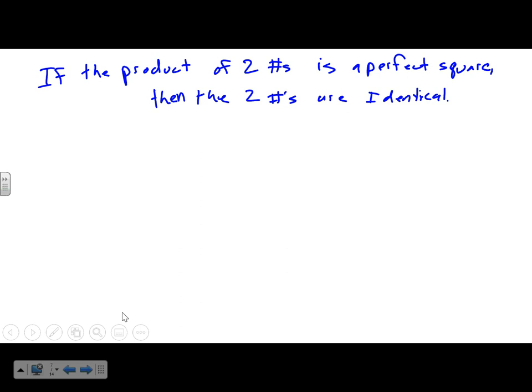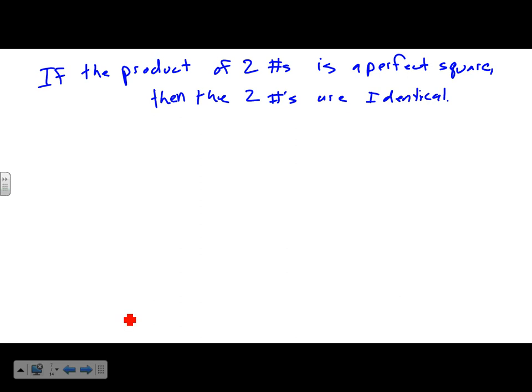So that was the conditional on our notes, but I took it off because that in itself isn't true. So we didn't have to look at the converse, and we didn't have to look at the biconditional and say it's not reversible, because the conditional itself is not true. Because if the product of two numbers is a perfect square, that doesn't mean the two numbers are reversible.